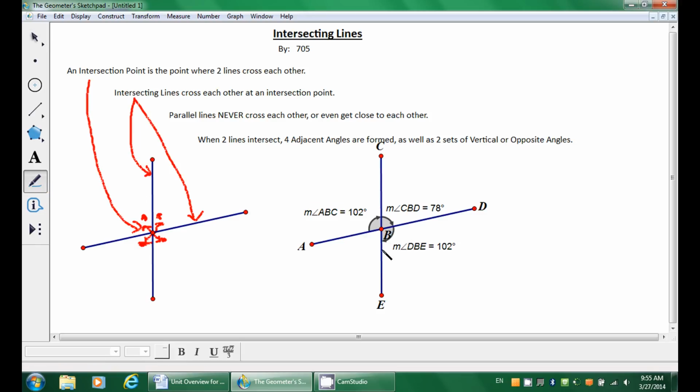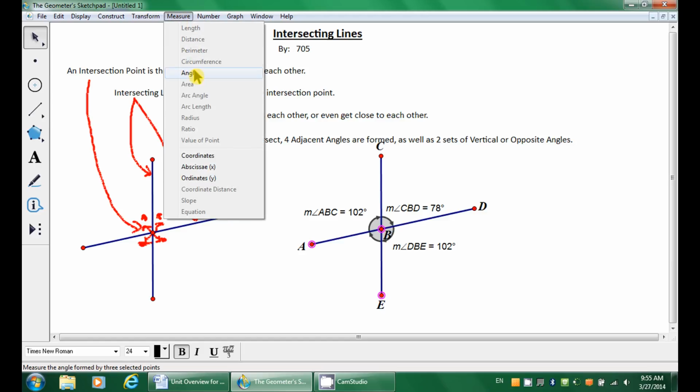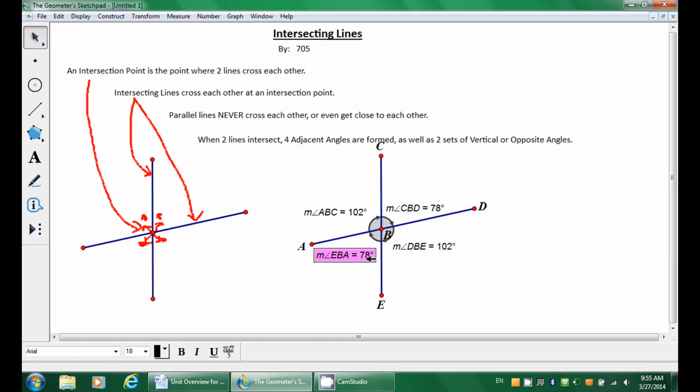Now let's measure the last angle that's formed. And let's go endpoint, vertex, endpoint, measure angle, and here we go. And we should notice that this angle here is equivalent or congruent to that angle there. They are the same measurement. Okay, so let's write some conclusions about what we learned or what we demonstrated in this assignment.